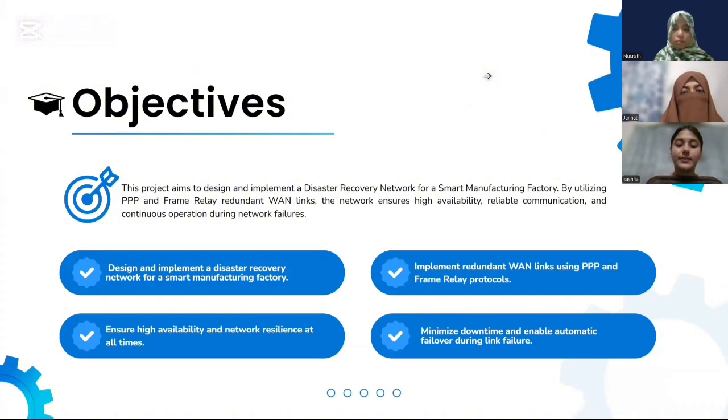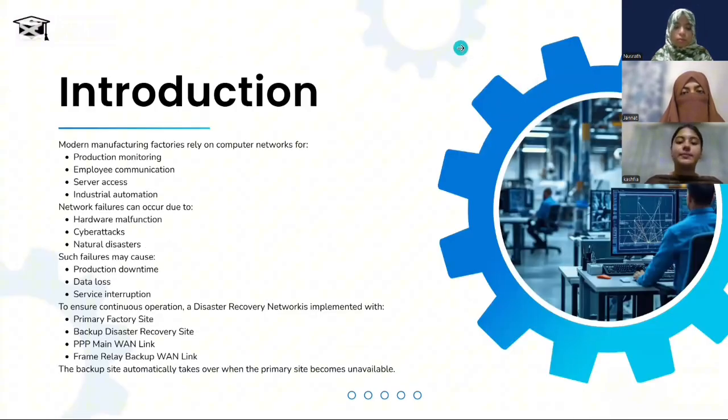Objectives of the project. The main objective of this project is to design a disaster recovery network for a smart manufacturing factory. We use point-to-point protocol as the primary WAN link and frame relay as the backup WAN link to provide redundancy. The goal is to ensure high availability, reduce downtime, and enable automatic failover whenever the main connection fails. Now we are going to the next slide, which is the introduction to our project.